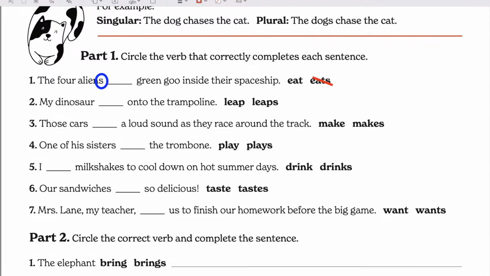The subject there is one. You need to know what the subject is, and that one is a little bit more difficult to understand. The subject in this sentence is one. Of his sisters is a prepositional phrase, so it is not the subject of the sentence. So, is our subject singular?